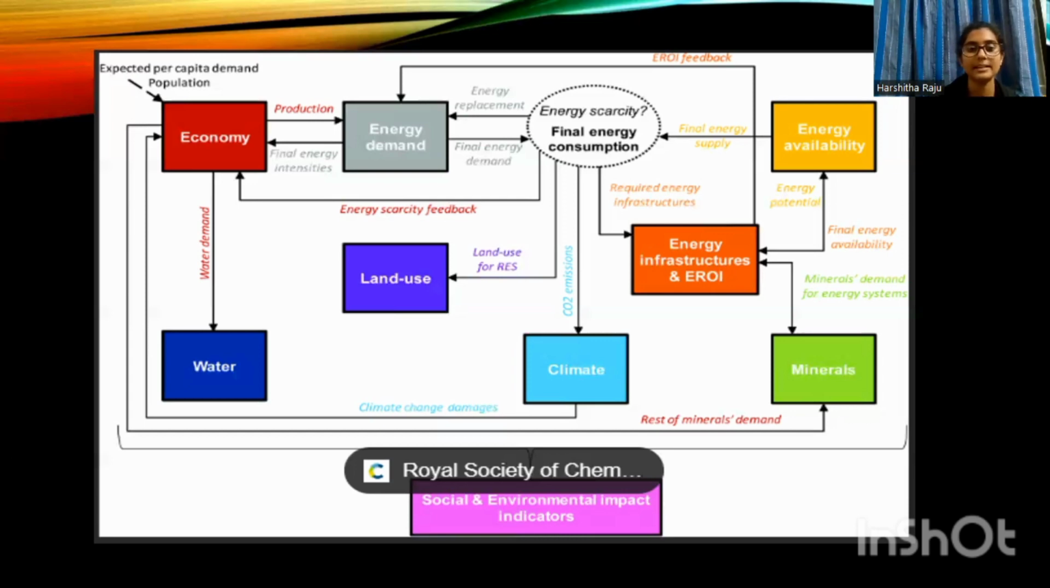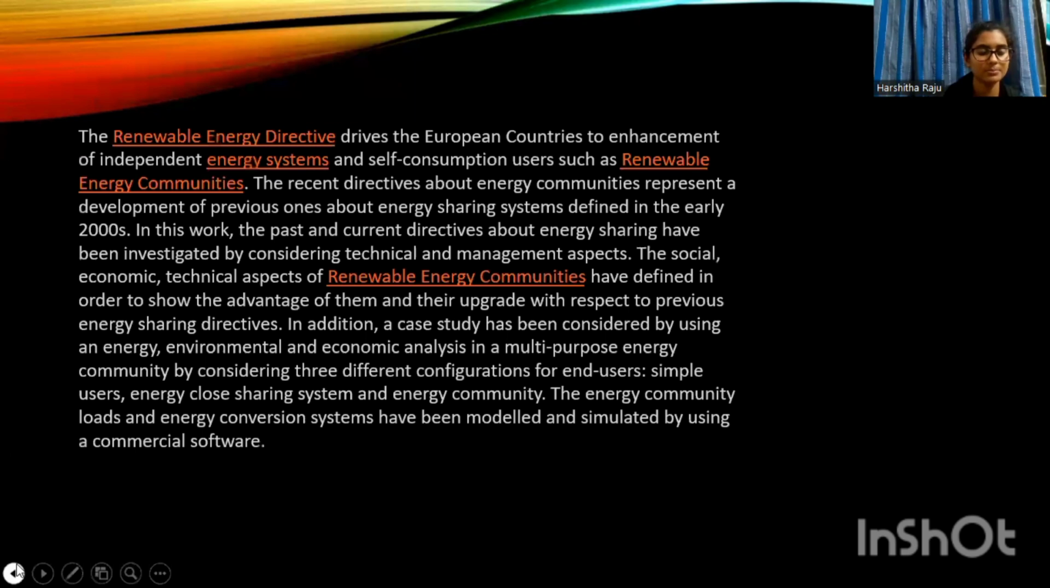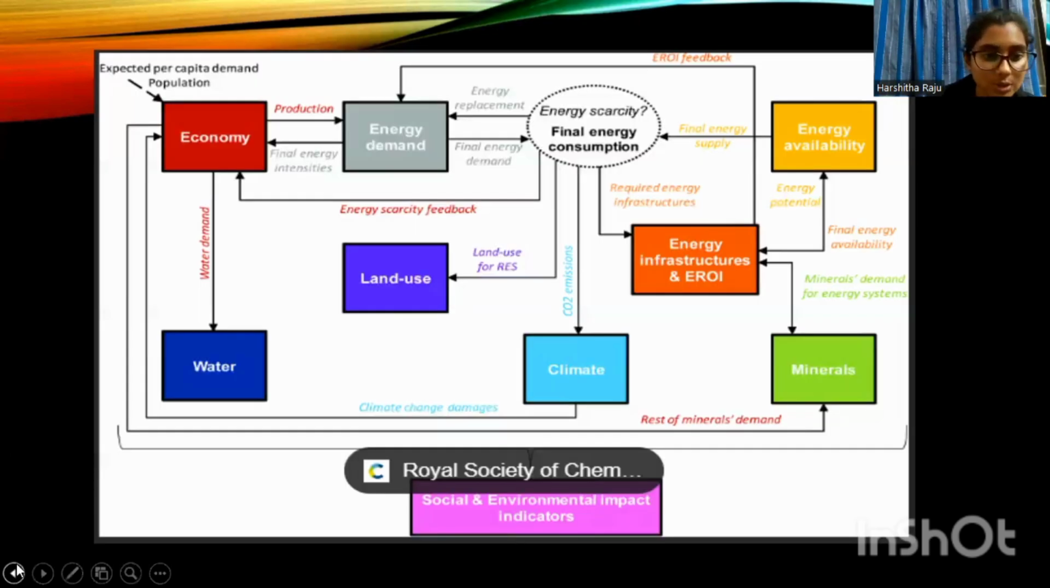Next, the economy will also be connected to water, for the demand of water, and this consumption can also be related to land use, climate and energy, infrastructures, and minerals. So these are all the criteria and factors that will basically impact a good economic analysis.